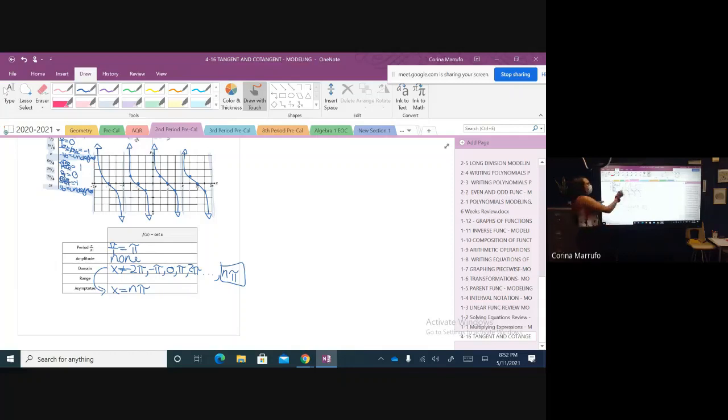And then our range is how low our graph goes and how high it goes. So it goes down forever. There's no gaps in our graph, and it goes up forever. There's also no gap. So it's all real numbers.